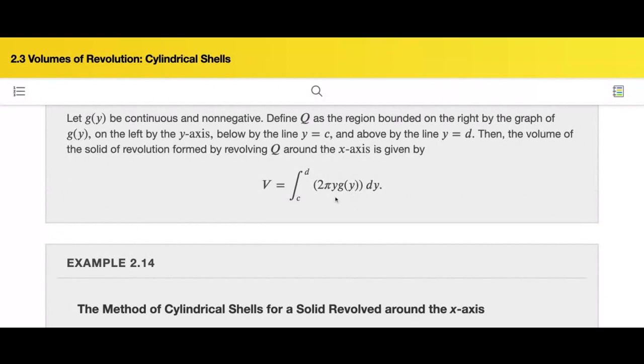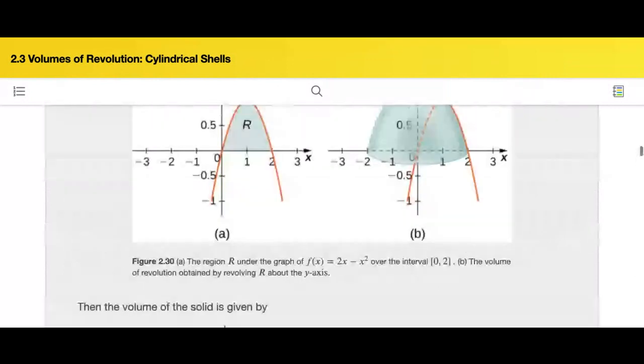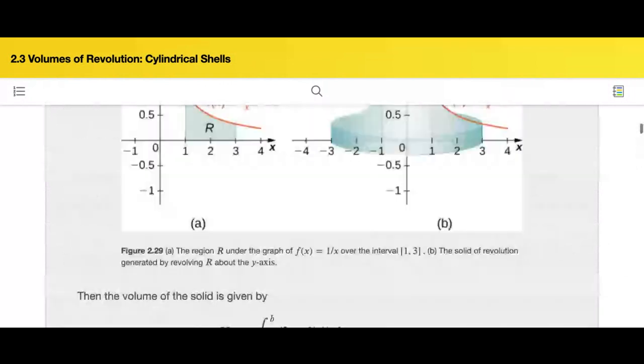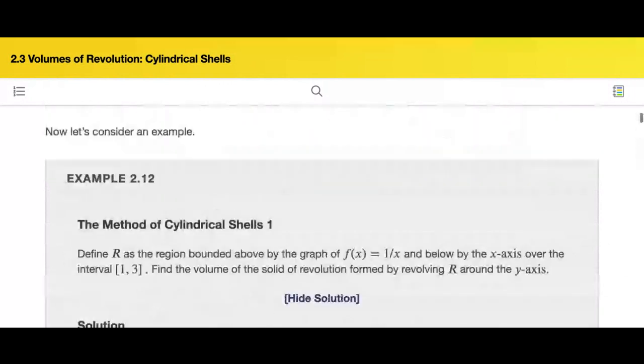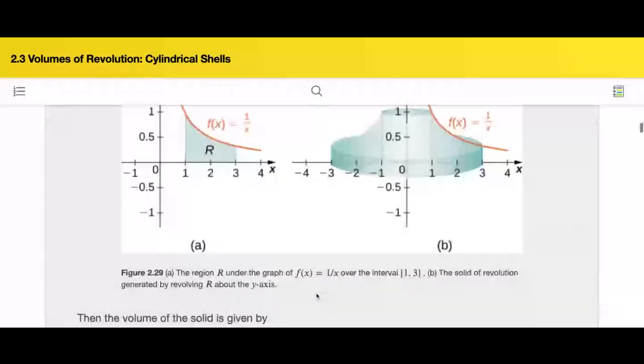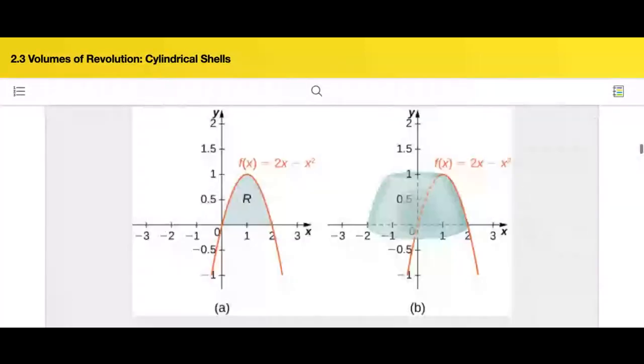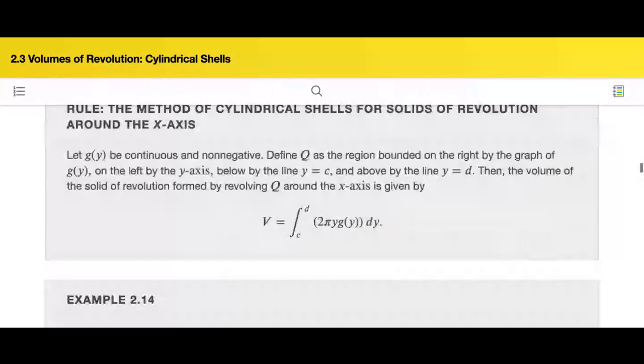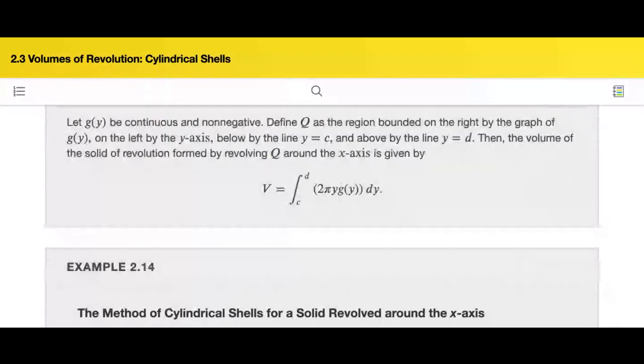Or if you want to, you can understand everything in terms of y, because this is perfect symmetry with the other formula. So this formula is with the x-axis. You see we have 2 pi x, we're cutting along the x-axis, we have 2 pi x f of x. And here we have 2 pi y, g of y. Well, what's g of y? F inverse of x, the inverse function of f of x. We're cutting along the y-axis. So this is perfect symmetry with cutting along the x-axis.